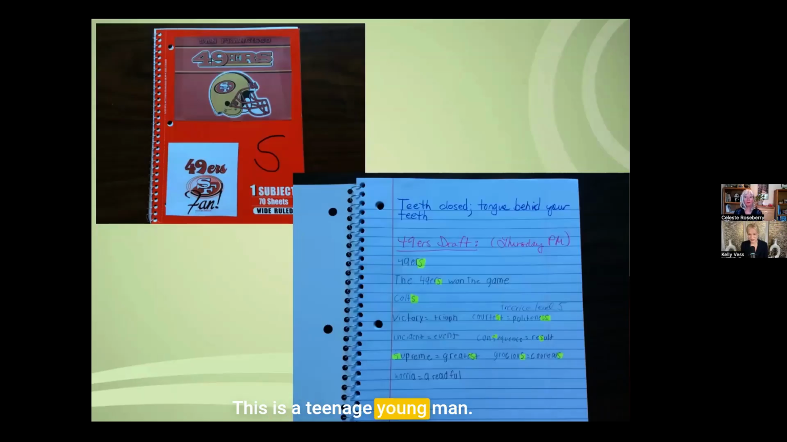This is a teenage young man. I worked with young men out of juvenile hall and group homes. And so he had a lisp. And so we used tier two words to basically do things like victory is triumph, courtesy is politeness. So especially for older kids, I find that to be really important. So tier two words are a very big deal.